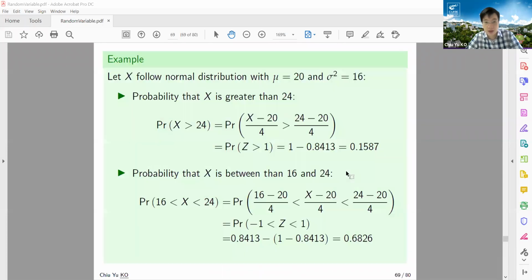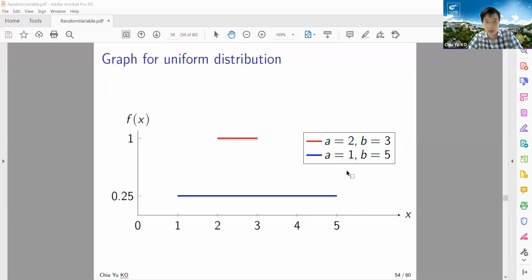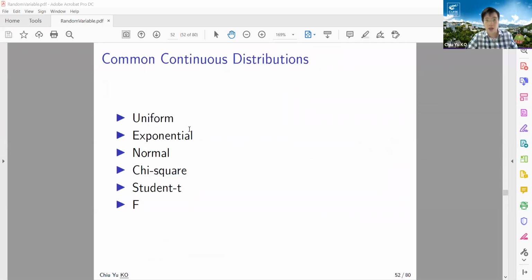So the quiz next class will be just asking about the uniform, exponential, and normal. Chi-square, student T and F, for the moment, you can forget about it, because there's nothing to ask at the moment as I haven't taught any content.